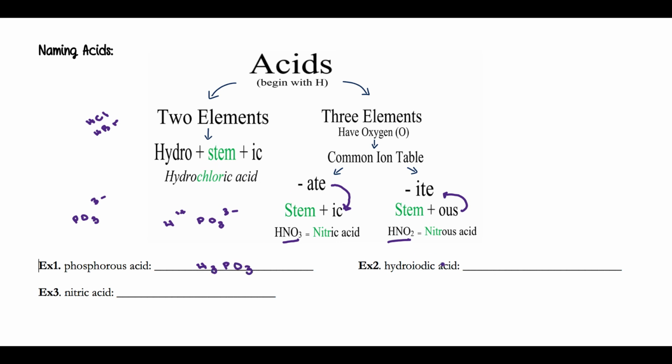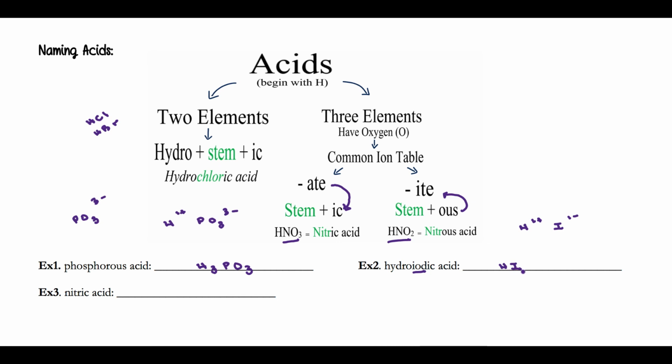All right, let's look at the next one, hydroiodic acid. So I know I just have 2 elements here because I have the hydro in the beginning. So I've got hydrogen here and iodine. So this is going to be I minus. Okay, so now I need to cross my charges. So this is going to simply be HI.